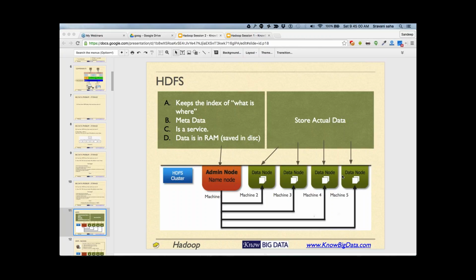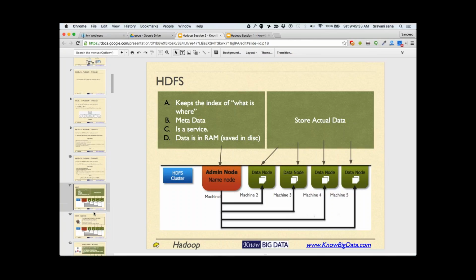All of these data nodes and the name node are system processes, like programs running in the background, listening on a particular port on a computer so that you can talk to them by talking on that port. So that's about a service. All of these programs are services, and the metadata in the case of the name node is kept in RAM so that it is very fast.